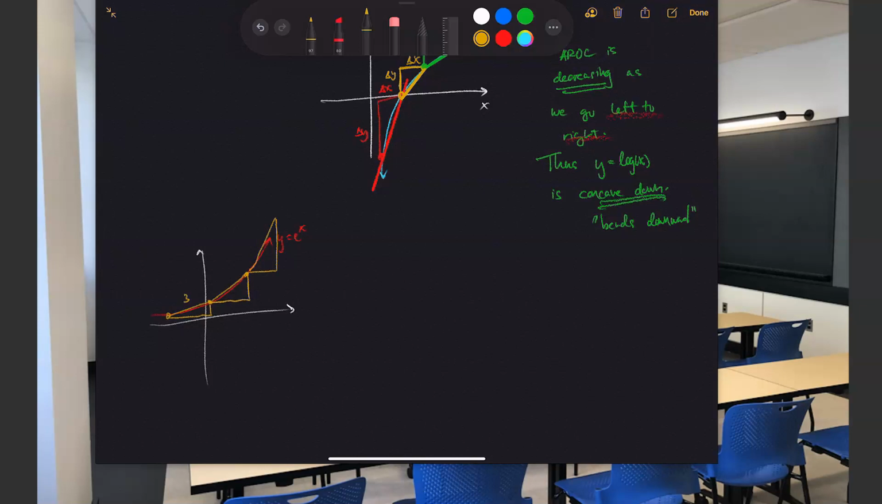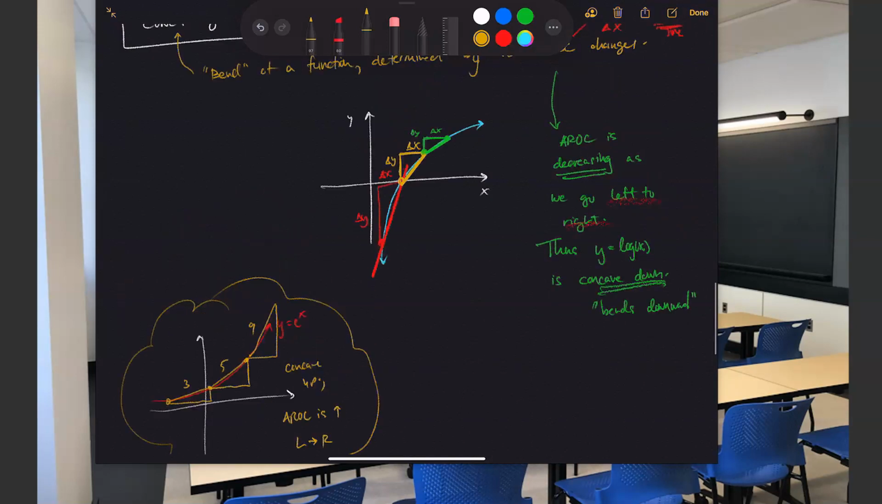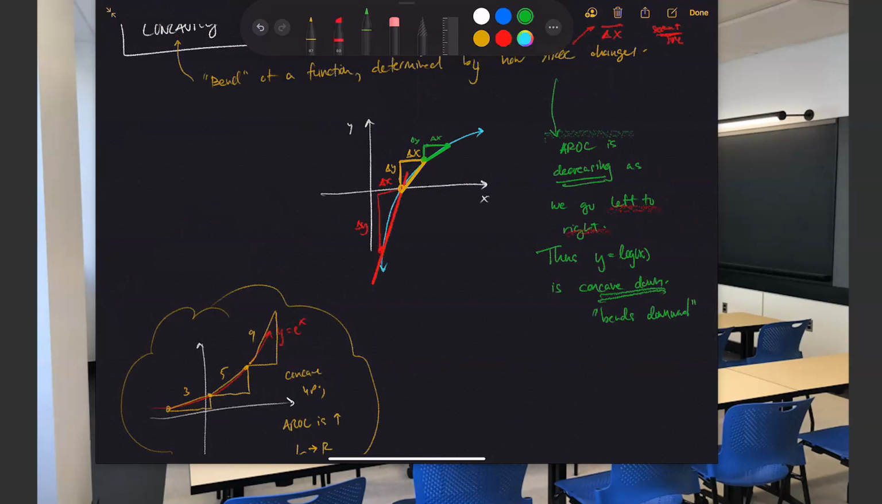All right, so if this was like a 3, this would be like a 5, this might be like a 9. Again, I'm making these numbers up, but you can see the slopes are certainly increasing. The pitch of that roof is getting steeper from left to right, and this is concave up because the average rate of change is increasing left to right. So it makes sense that since the average rate of change is decreasing with logs, it would be concave down.